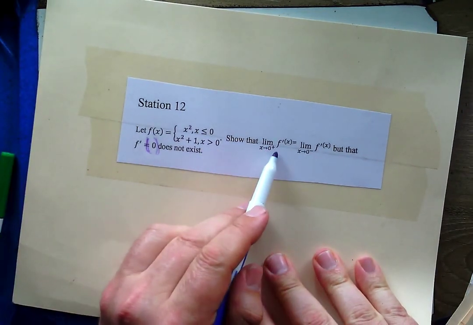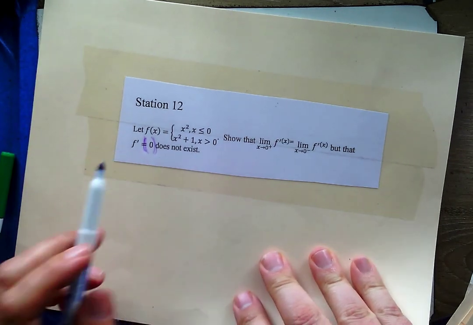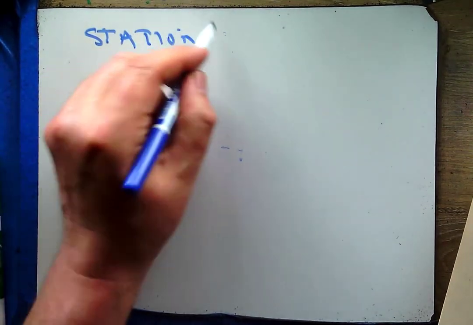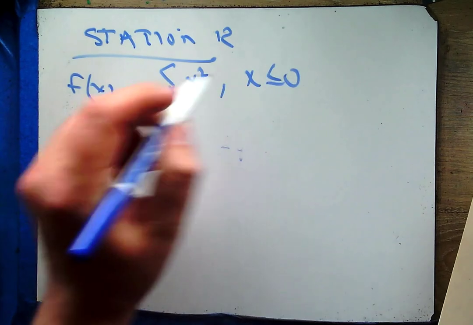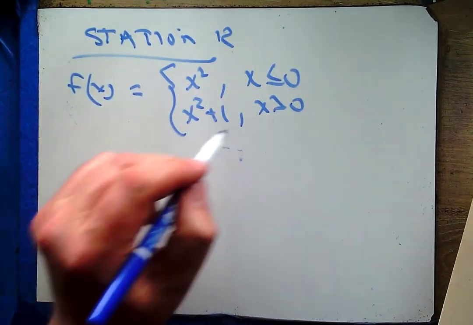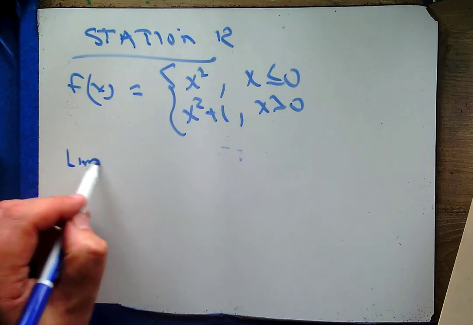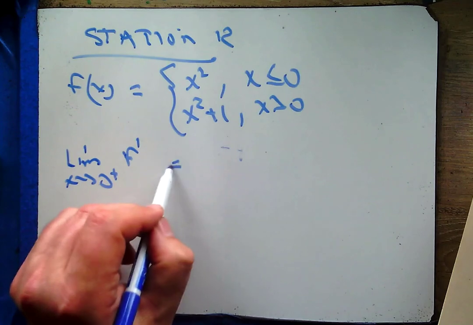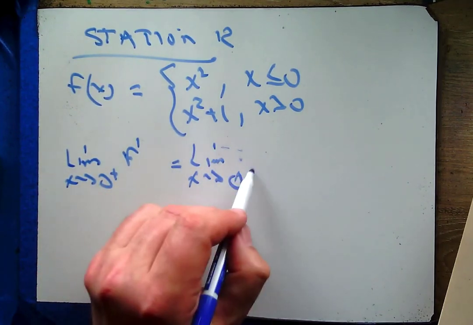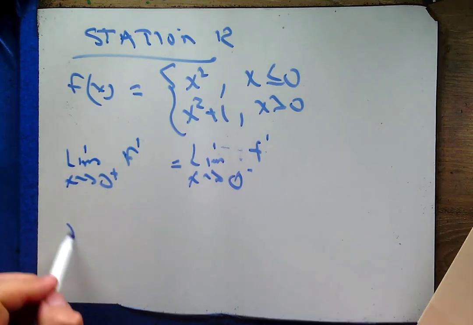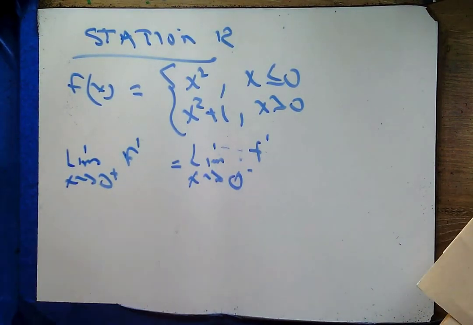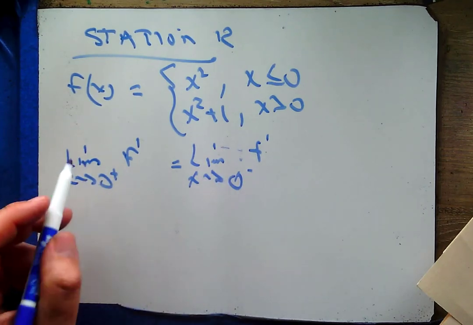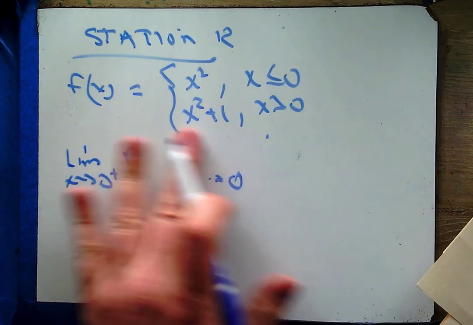Let f be this function. Show that the limits of the slopes are equal, but that f prime of 0 does not exist. Well, what can that mean? Here on station 12, we've got f of x equals x squared for x less than or equal to 0, x squared plus 1 for x greater than 0, and I'm supposed to show that the limit as x approaches 0 from the positive side of f prime equals the limit as x approaches 0 from the negative side of f prime. I'm supposed to show that this is true. That's first. So let's start off with this one.